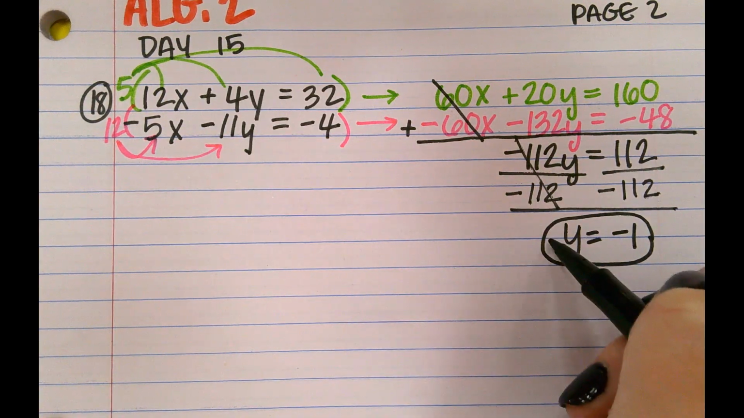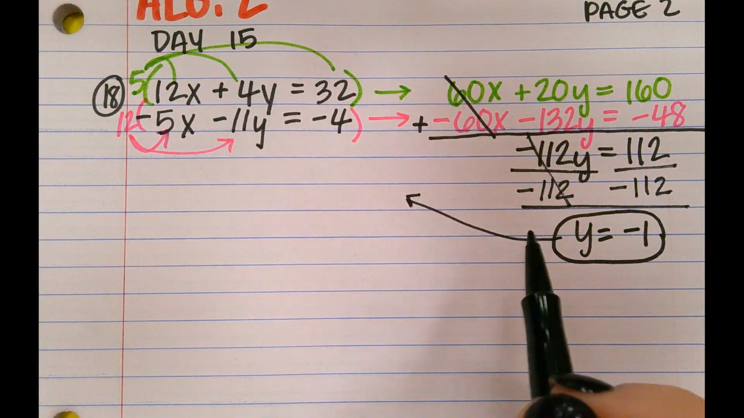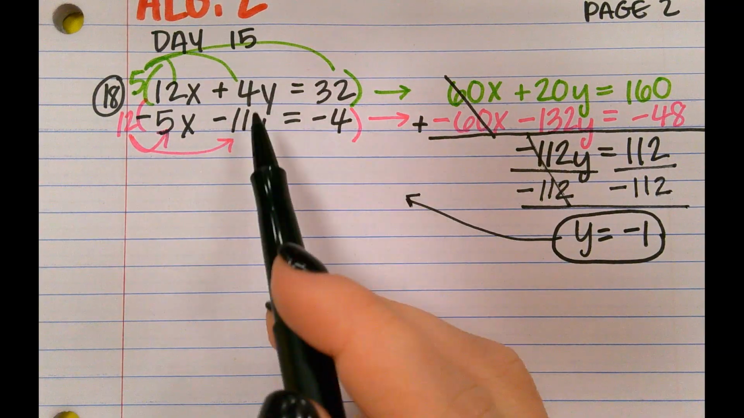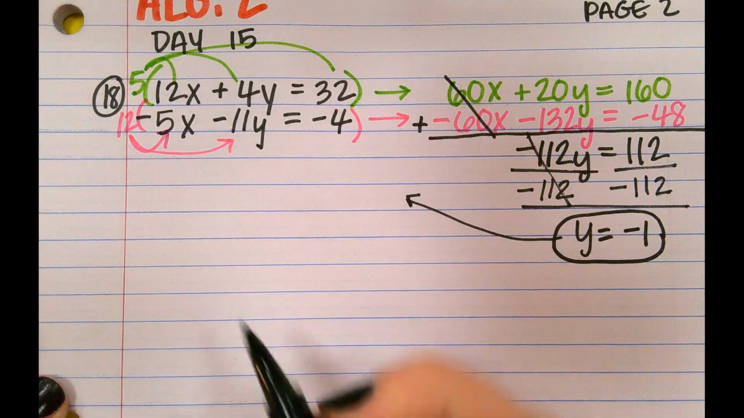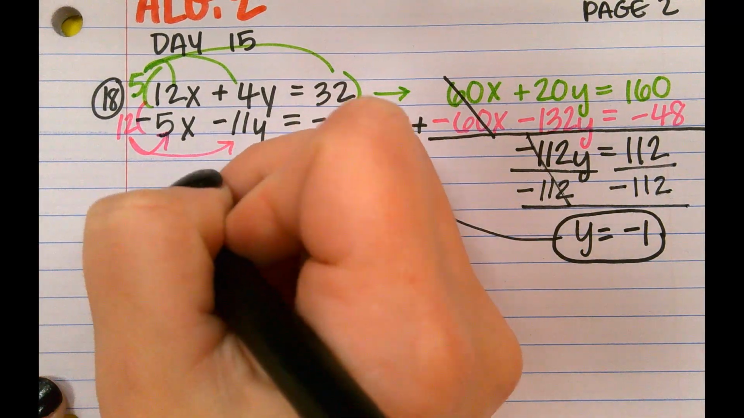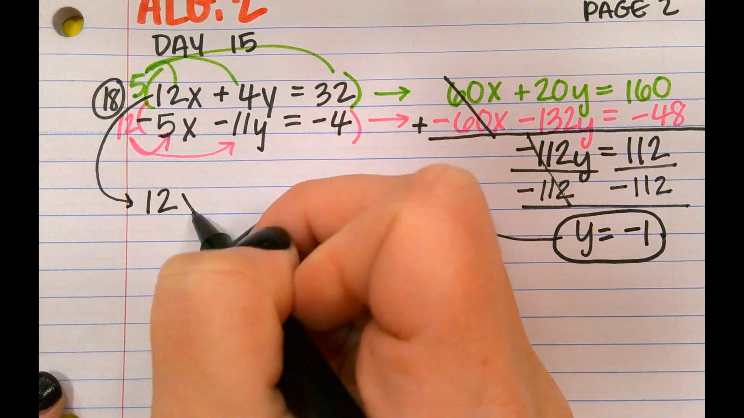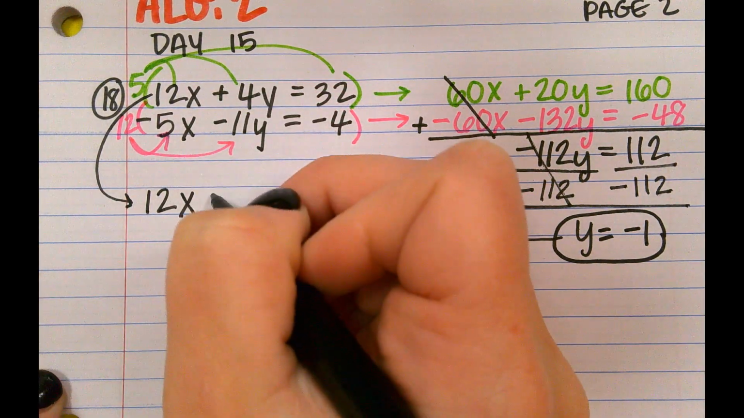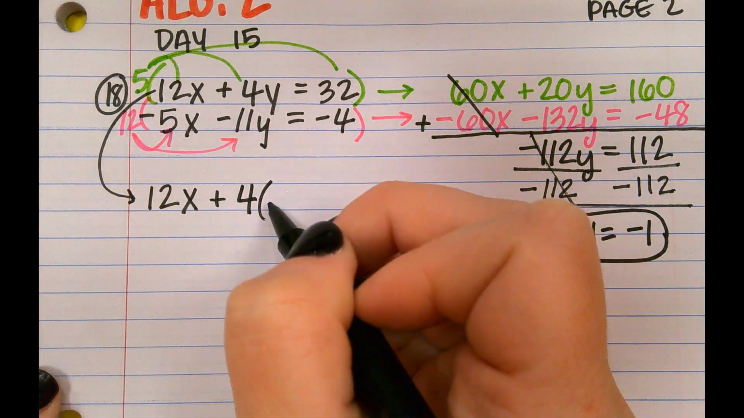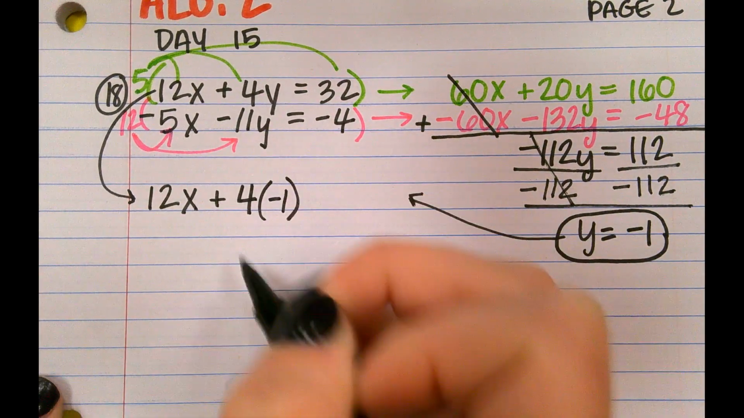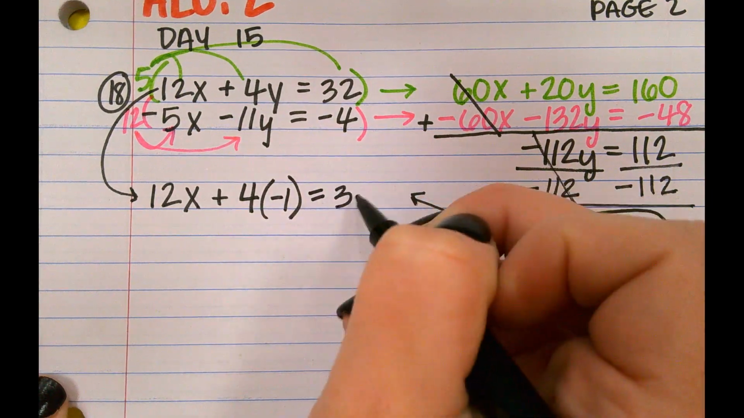Okay, well, Jalen made a suggestion to use the top equation instead. Yeah, no negatives. So I just went ahead and started writing that. Okay. So that's the route I'm going to use. So we're going to use the top equation, 12x plus 4 times negative 1 equals 32.